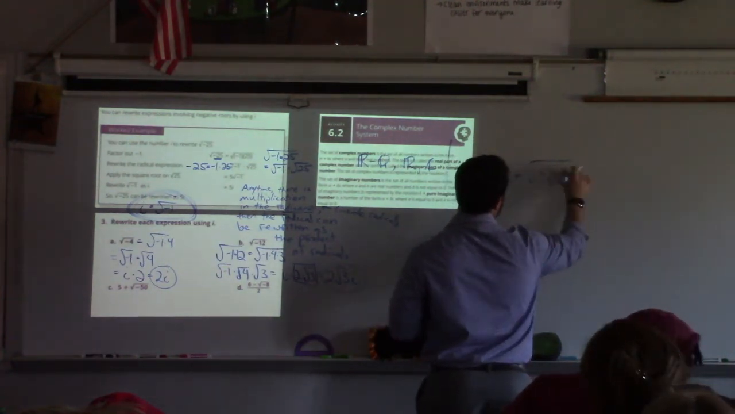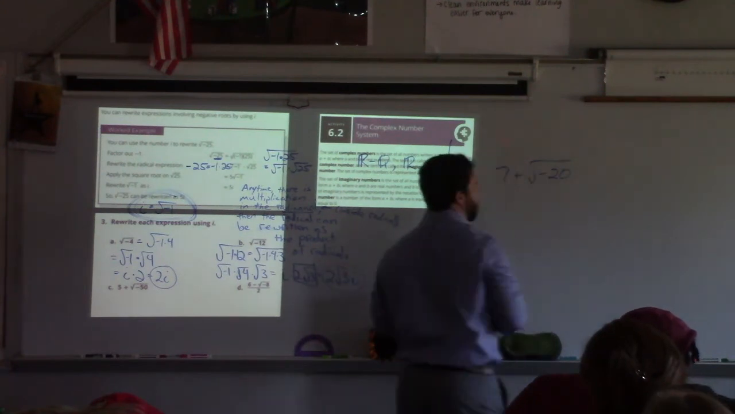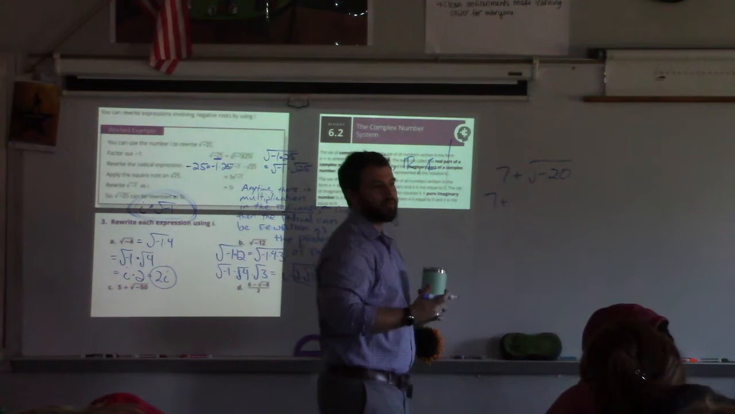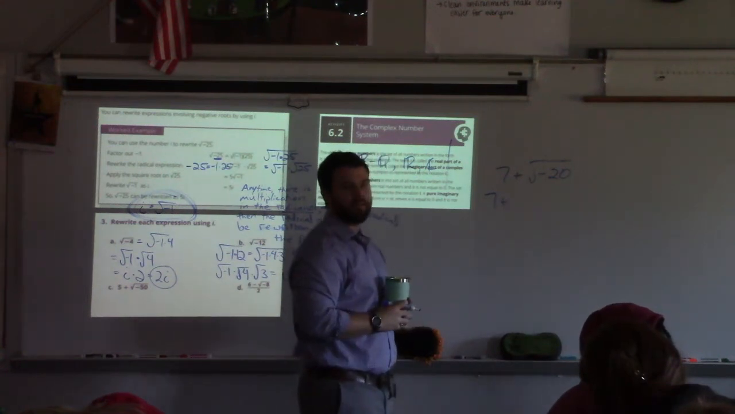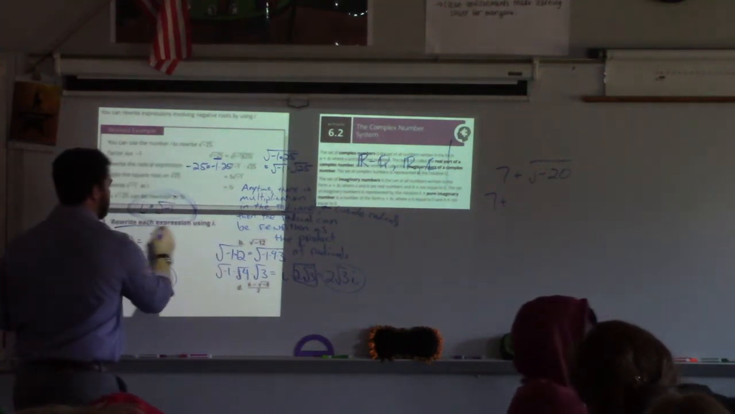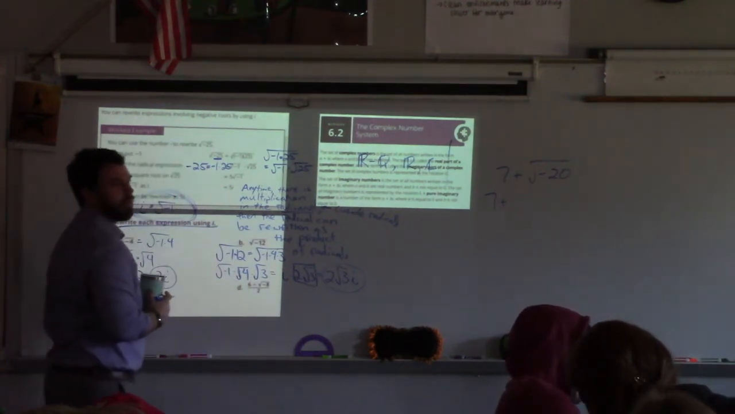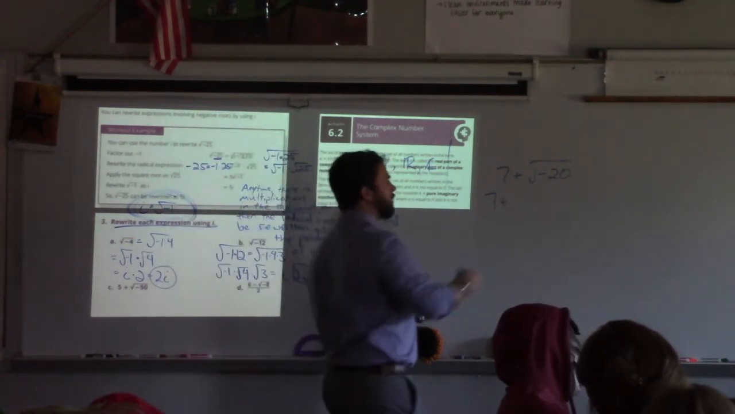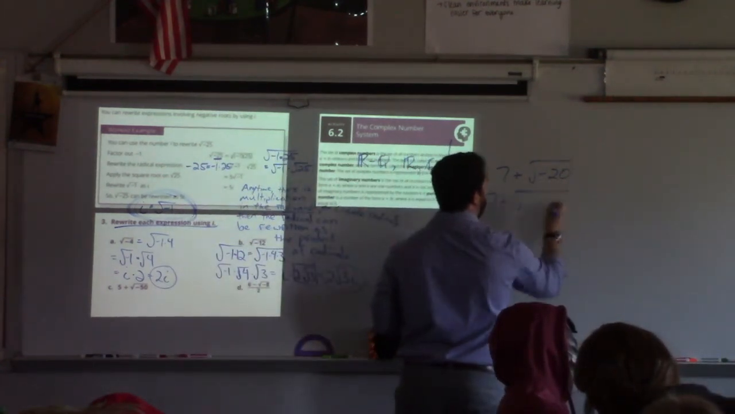So let's think: the square root of -20. That 7 stays the same. How am I going to rewrite? Remember, the whole point is to rewrite each expression using what number? i. So I'm not going to write it as the square root of -20. I'm going to factor out that -20 into what factors?